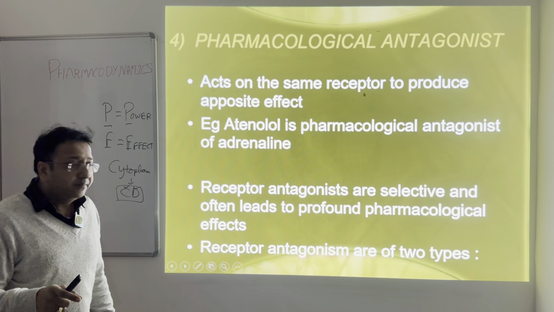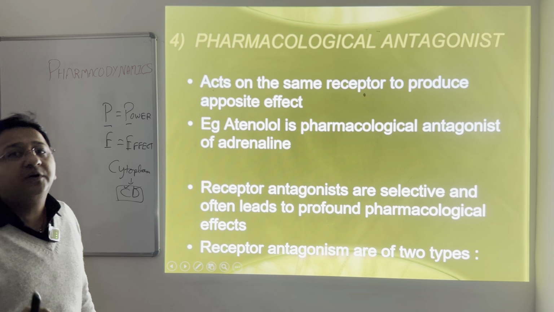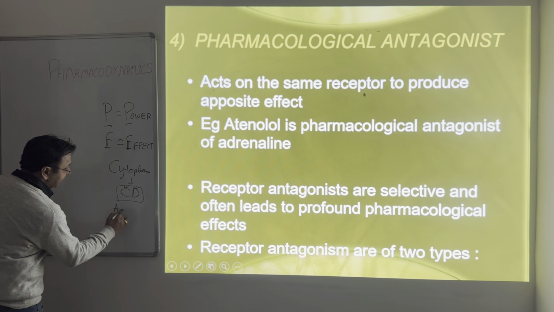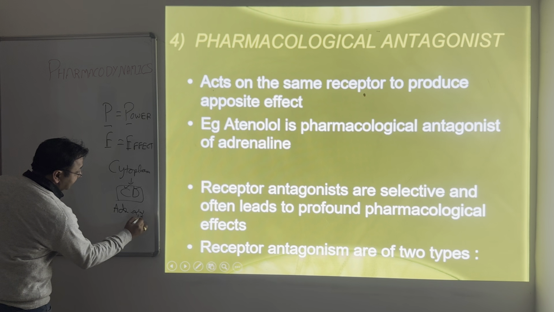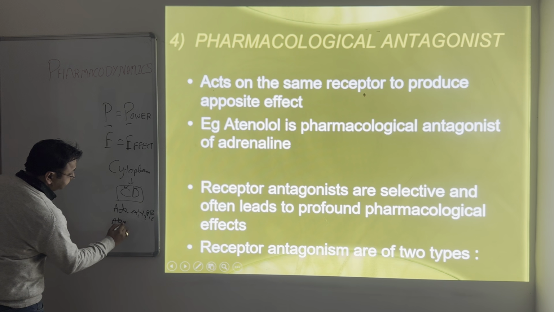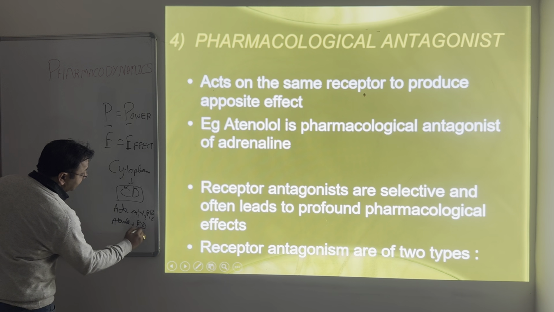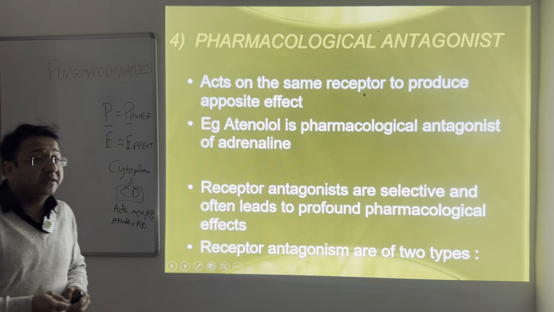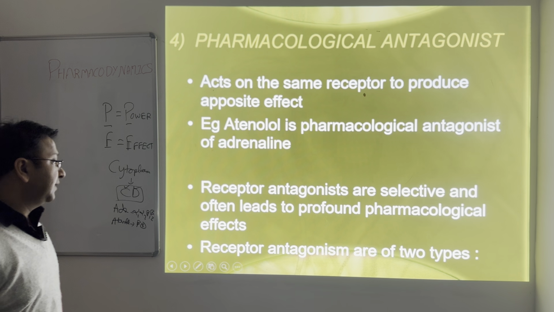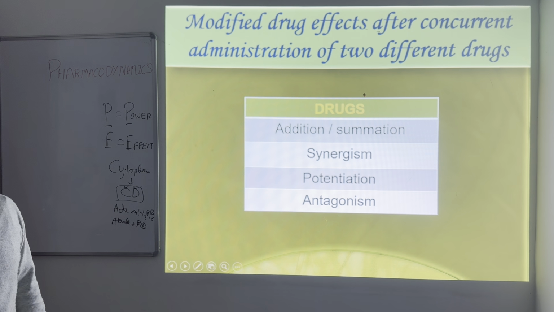Like beta blocker, beta agonist. Atenolol is a pharmacological antagonist of adrenaline. Adrenaline is acting on alpha 1, alpha 2, beta 1 and beta 2. And atenolol is a beta blocker. It is acting on beta receptor. The receptor antagonists are selective, often leading to profound pharmacological effect. Receptor antagonists are of two types. One is the competitive and one is the non-competitive.